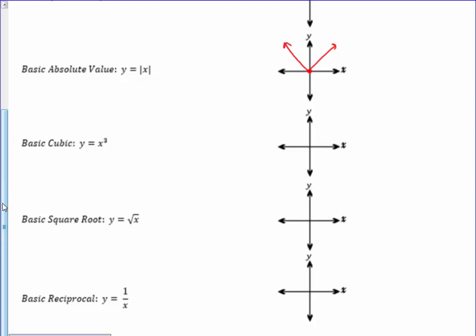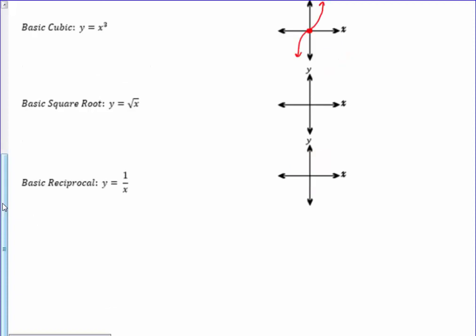Basic cubic. Cubic means that the highest power on x is 3. Basic cubic function, it goes through the ordered pair 0, 0, curves up in the first quadrant and down in the third quadrant. Square root function, y equals square root of x, has a starting point of 0, 0, curves to the right in quadrant 1.